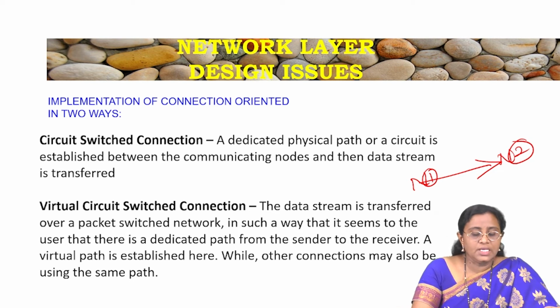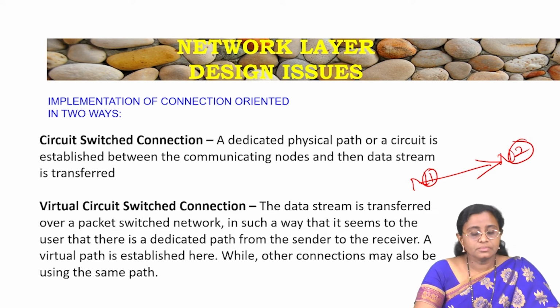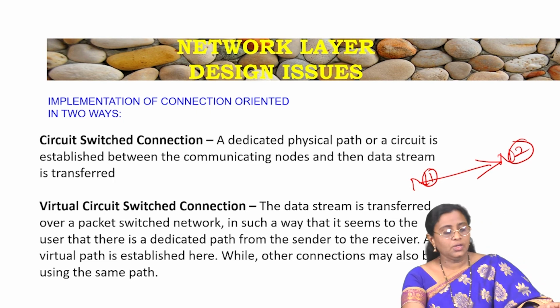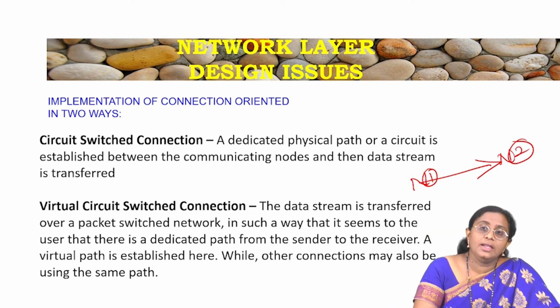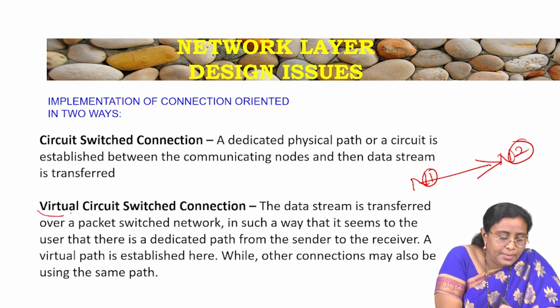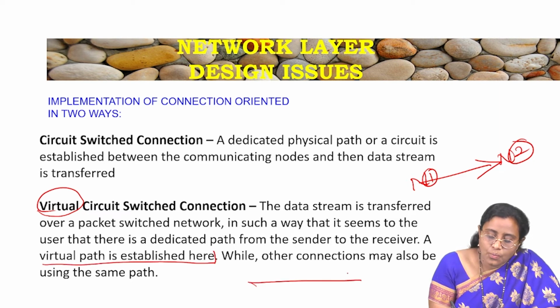The second, the virtual circuit switched connection, is where the data stream is transferred over a packet switched network in such a way that it seems to the user that there is a dedicated path from one sender to another receiver. And here a virtual path, as the name itself reveals, is established, while other connections may also be using the same path.